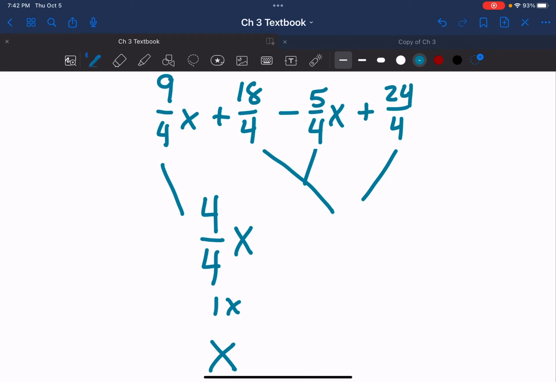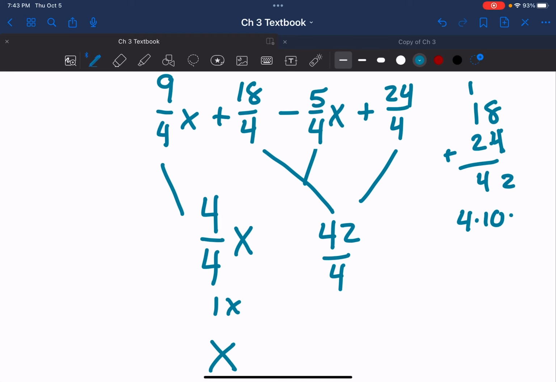18/4 plus 24/4. 18 plus 24. 8, 9, 10, 11, 12. 42. Okay, so now we're going to have 42/4. I know 4 times 10 makes 40. I know 4 times 11 makes 44. So is there anything in between that would make 42? I also know I could reduce this. I could take out a 2 and take out a 2. That would make 21 divided by 2.